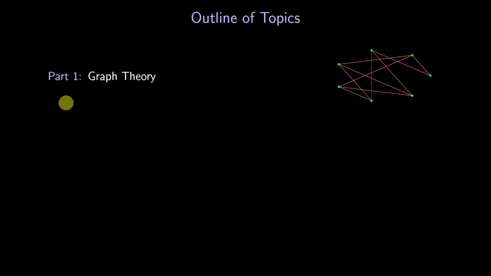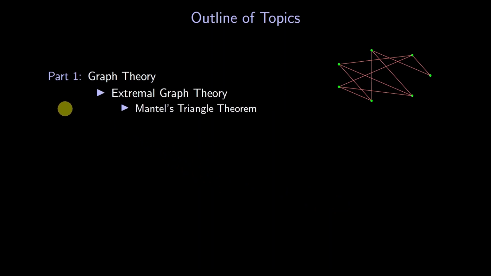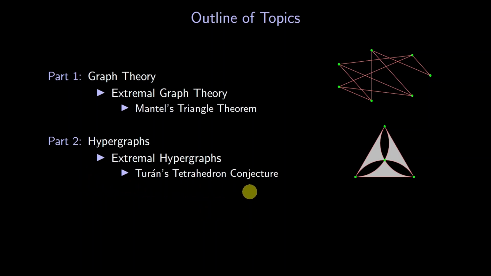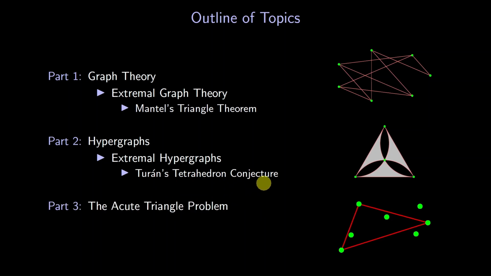First, we'll talk about graph theory, in particular extremal graph theory. As an example, we'll consider the historically first result in extremal graph theory, called Mantel's theorem. Second, we'll talk about hypergraphs. We'll look at a conjecture in extremal hypergraphs called Turán's conjecture. We'll go over the best bounds known for this conjecture. Finally, we'll connect our work on hypergraphs to the original problem on acute triangles.